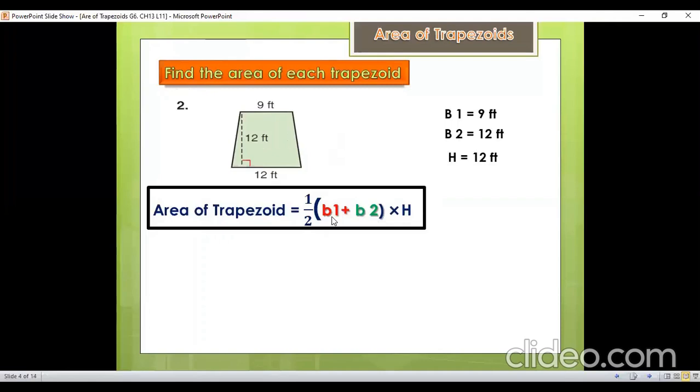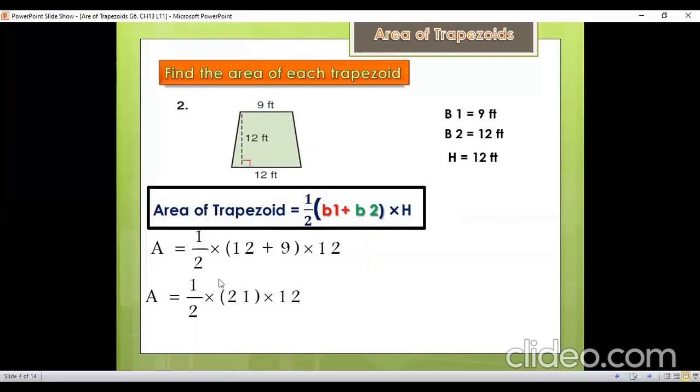By substitution, A equals half multiply base 1 is 12 plus 9, 12 plus 9 multiplied by height. Height is equal to 12. Then half multiply 12 and 9. 12 and 9 equals 21. Then half multiply 21 multiply 12.